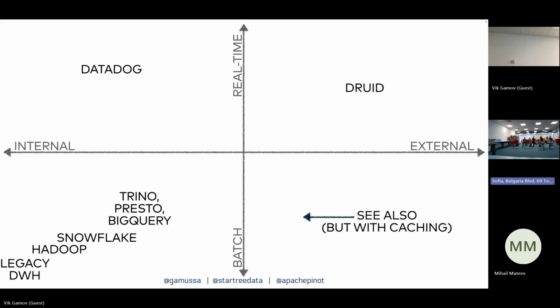And for external and real time, there's actually a bunch of different competing tools available. Apache Druid, ClickHouse is very popular, Rockset is a cloud-based solution, and Apache Pinot. We're going to talk about Apache Pinot in this presentation. So that's the story.